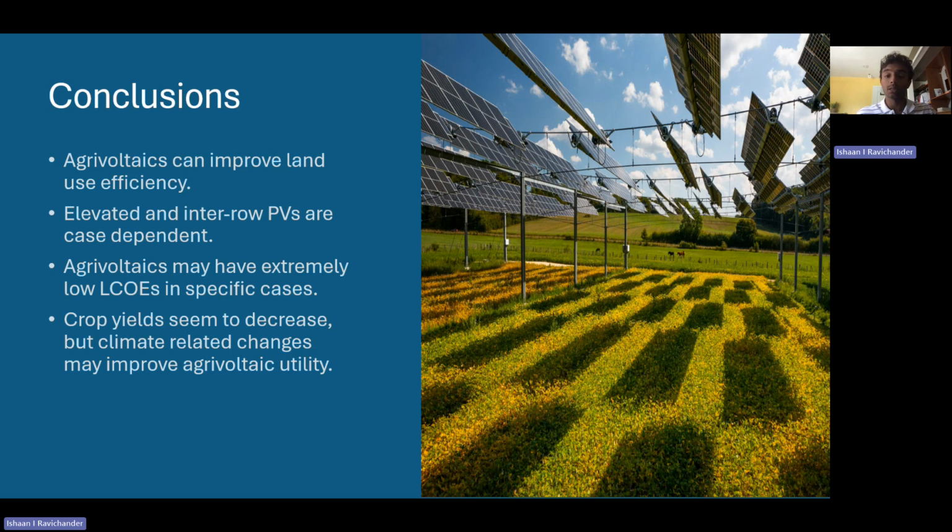Overall, as agrivoltaics continue to improve into the future, I think they demonstrate a potential solution to the land use conflict between agriculture and increased solar energy generation.